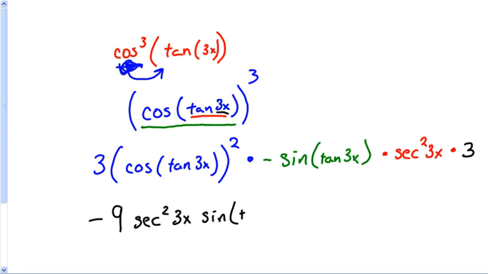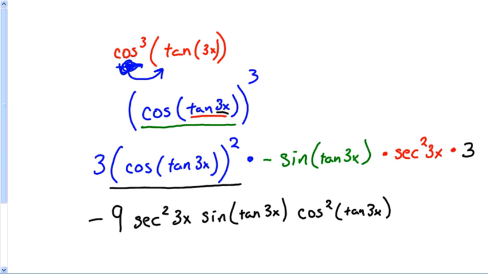Sine of tangent 3x. And then what we also got? Oh, we've got this cosine square thing here. So this becomes cosine square of tangent 3x. Whew, goodness, he is ugly, but that's what we've got.